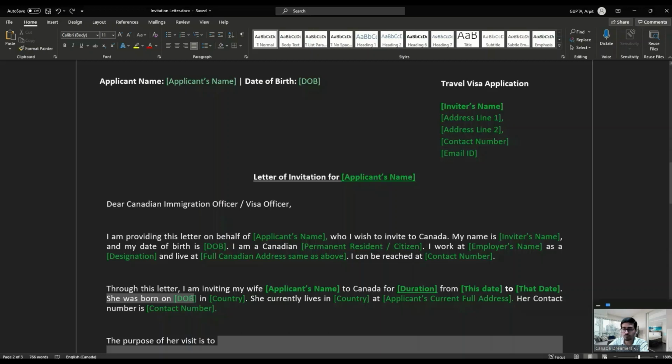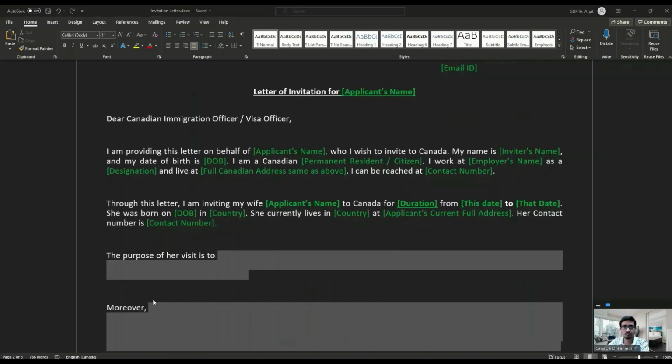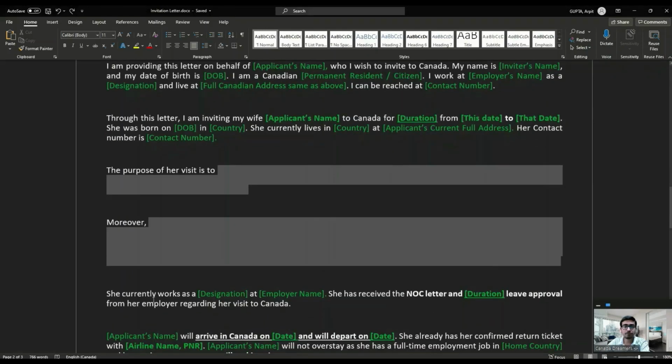She was born on this date and her country of birth. She currently lives in this country and here is her full address. Her contact number is this one. Here I have the purpose of visit, which I have already described above in my first invitation letter. And here I have the information about her employment. This is very important to prove your ties to your home country.